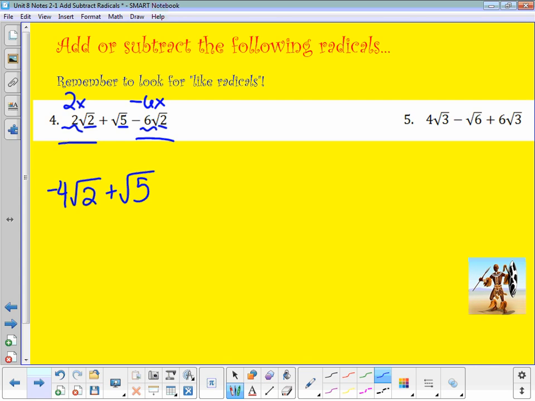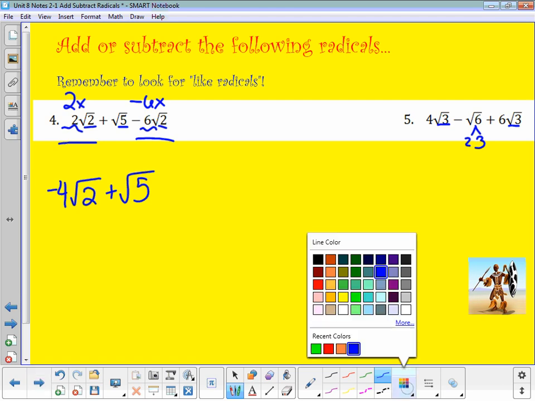Okay, let's take a look at number 5. Now, square root of 3 is a prime, square root of 3 is a prime. Well, 6, I'm going to break down to 2 and 3. So actually the square root of 6 is a fully simplified radical, but we still want to check. We don't want to leave any radicals unsimplified. So this is fully simplified.